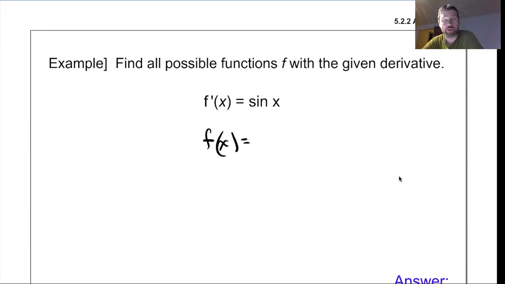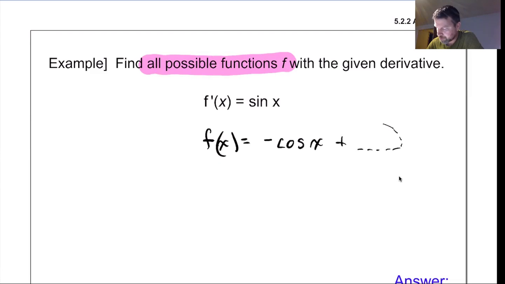All right, well, the only way to get a derivative of sine, the original must have been not cosine, but negative cosine of x, because the derivative of cosine is negative sine, so the derivative of a negative cosine would be sine. However, this function is actually saying find all possible functions with a given derivative. And it could be negative cosine of x plus 2 or plus 7 or plus 896. Because remember, there could be some plus some constant, and the derivative of a constant is 0.